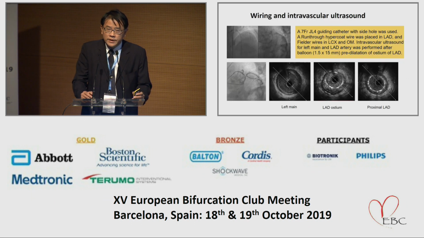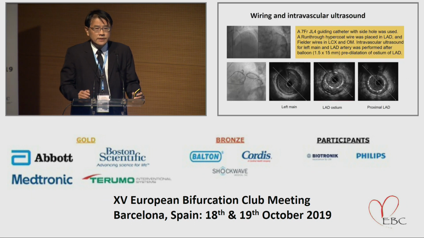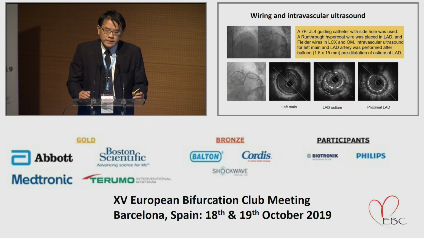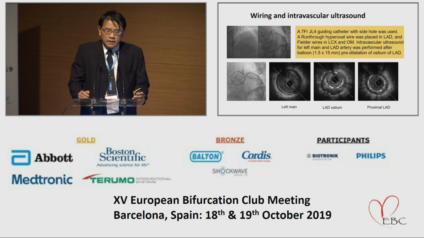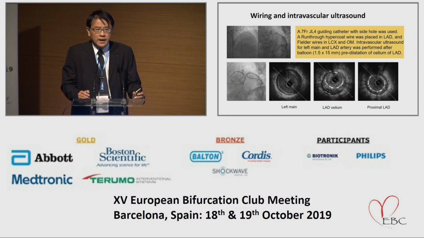We use a 7-French guiding catheter, and we wire the 3 vessels and predilate the LAD using a 1.5 millimeter balloon for IVUS. The lumen diameter in the left main body is around 4.0 millimeter, and the stent expansion is good at the proximal LAD, but there is much in-stent neointimal hyperplasia.